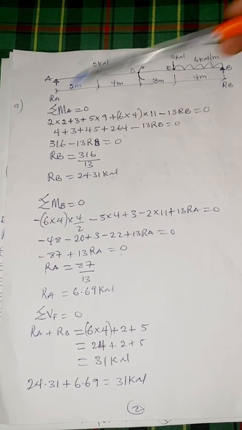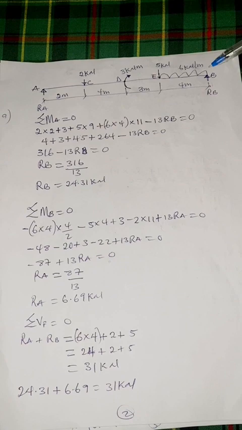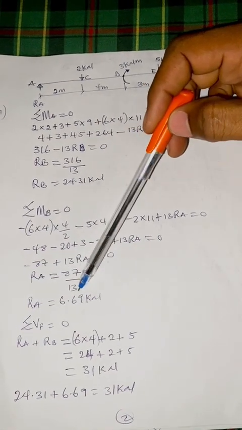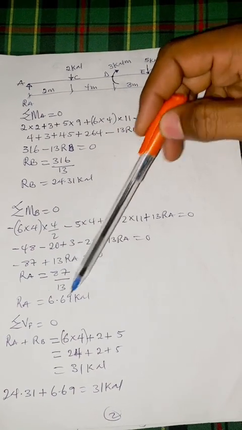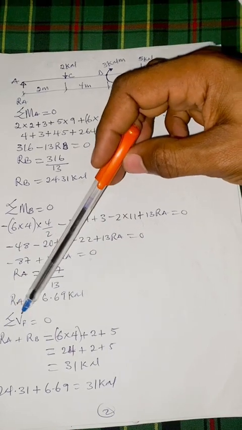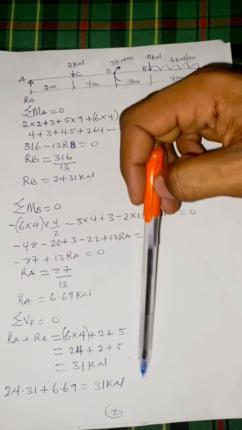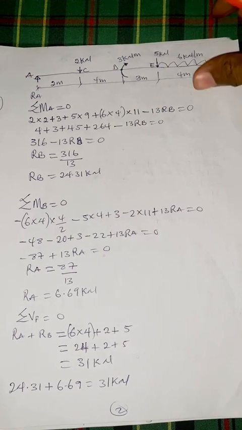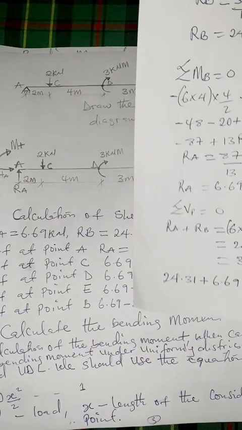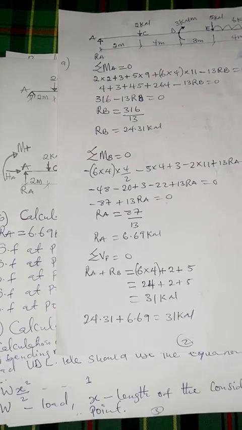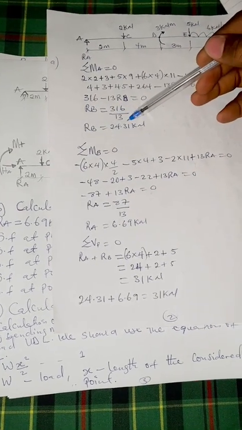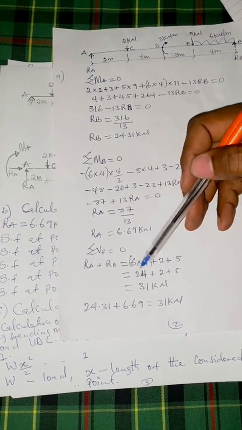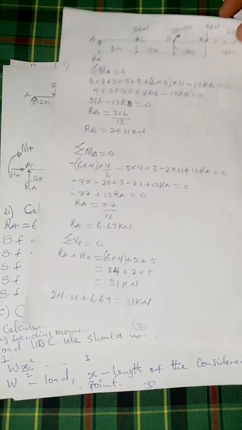Now the same thing with taking moment at point B, you will have your RA as 6.69 kilonewton. Then if you do the summation of vertical force equals to 0, you compare, you have your final answer as 31. So now our first question has been answered, which is to find RA and RB. Our RB is 24.31 kilonewton and our RA is 6.69 kilonewton.